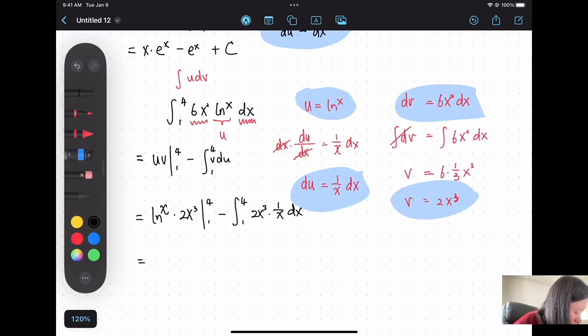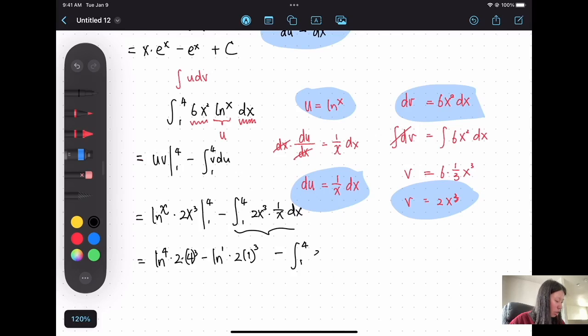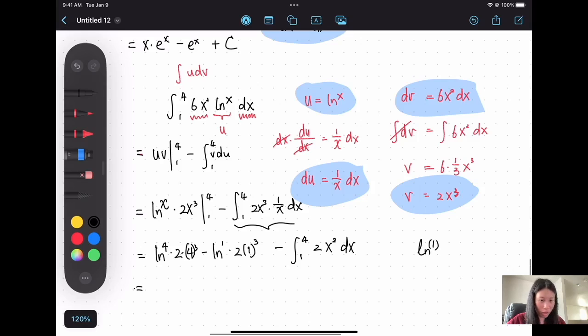Simplify it. So from the first one, I have ln of 4 times 2 times 4 to the cubed power, subtract ln of 1 times 2 times 1 to the 3rd power. Subtract the integration. So I simplify this, I got 2 times x squared dx. Okay, so ln of 1, we learned in pre-calculus, I know that this is always equal to 0. So that means 0 times everything is equal to 0. So this part is 0.